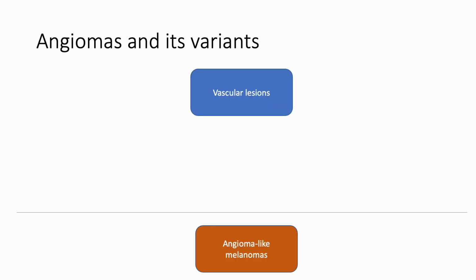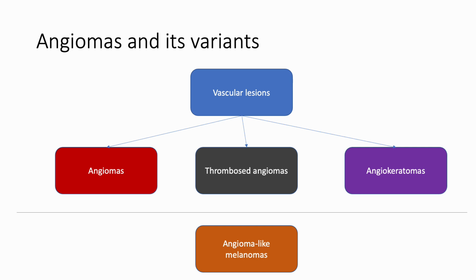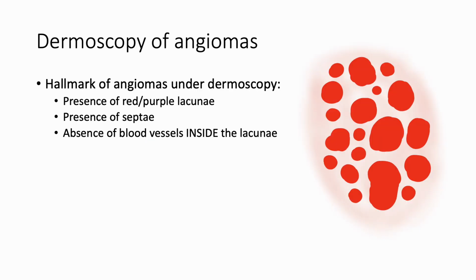In this webcast, we're going to discuss vascular lesions, including angiomas, thrombosed angiomas, angiokeratomas, and angioma-like melanomas in order not to miss these lesions. Let's start with the dermoscopy of angiomas. The hallmark of angiomas under dermoscopy is the presence of red or purple lacunae, the presence of septae, and the absence of blood vessels inside the lacuna, which is a very important feature for diagnosing melanomas like angiomas.